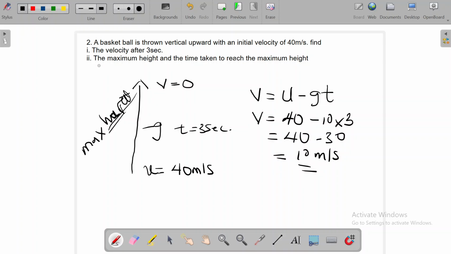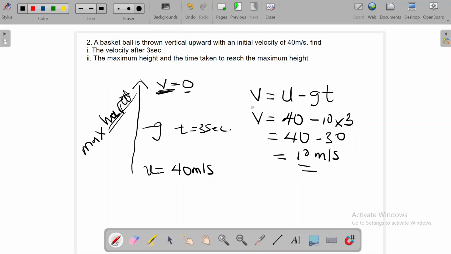The next question now says the maximum height. At the maximum height, that is when v is permitted to be 0. Before the maximum height, v can't be 0. V can be 10, v can be 20, v can be any value. So at the maximum height, v would be 0. So the maximum height and the time taken to reach the maximum height.